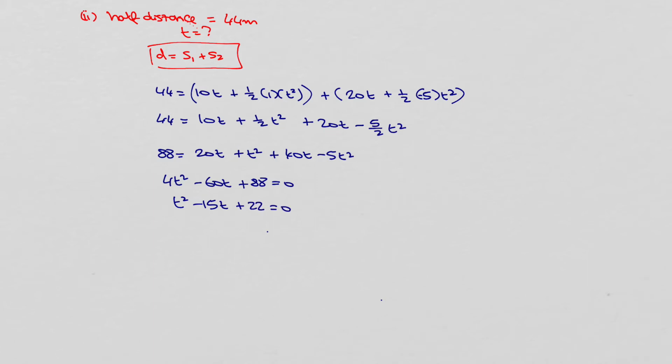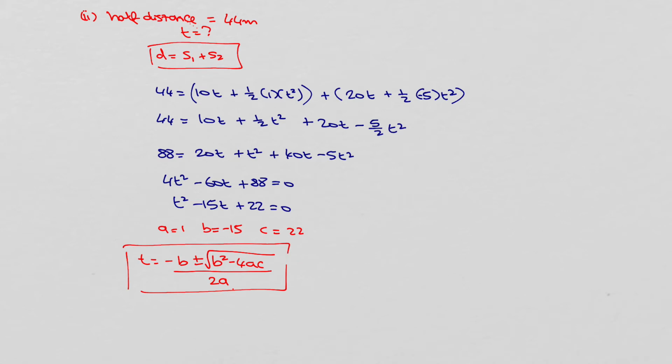Okay, so we can use our minus b formula here to solve for our times. So a is 1, b is minus 15, and c is 22. So t is going to equal minus b plus or minus the square root of b squared minus 4ac, over 2a.